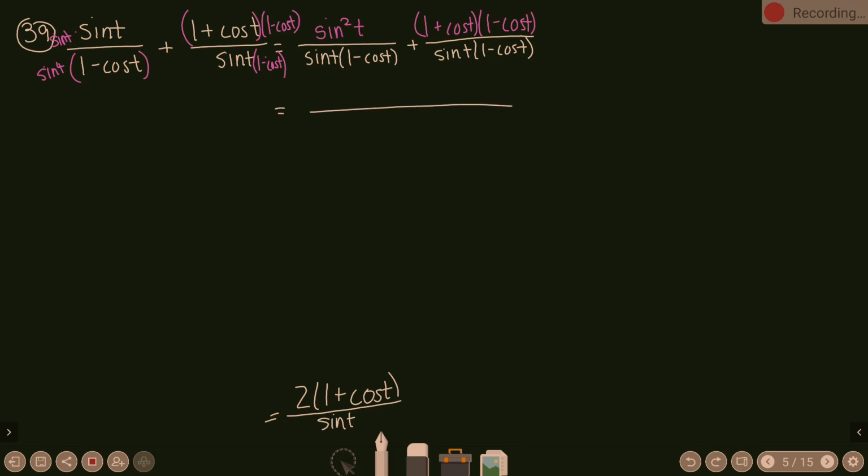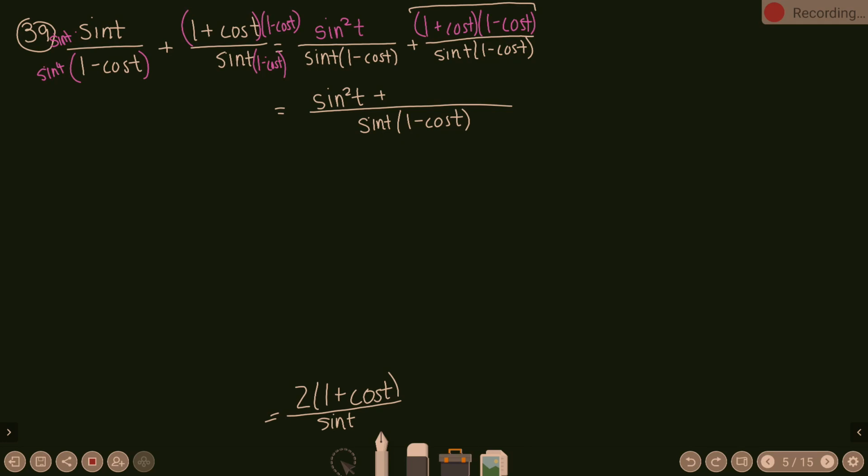Okay. First of all, fraction plus fraction that have the same denominator, yes? So we can put it together as one fraction. Common denominator being the sine t times 1 minus cosine t. Now, numerators. Sine squared t plus, what do I need to do with this here? Distribute. FOIL, distribute. You need to multiply those, and maybe you already did that. Okay, so we need to multiply.